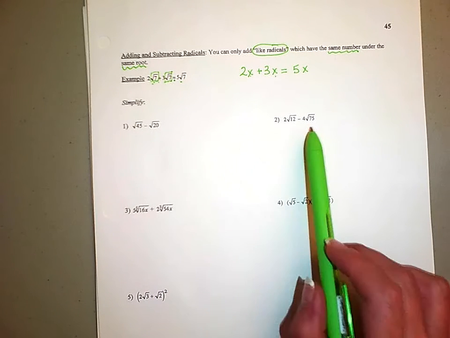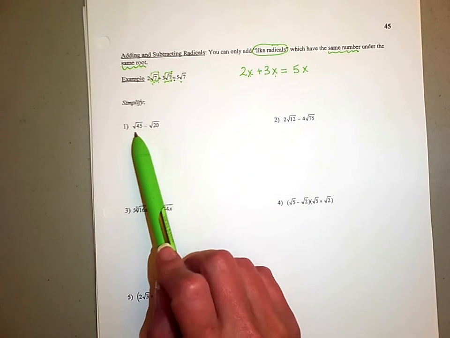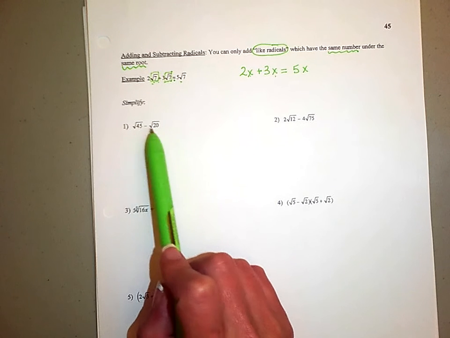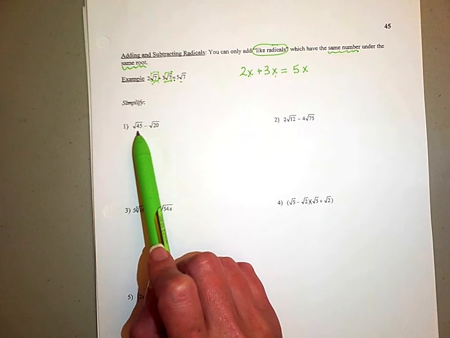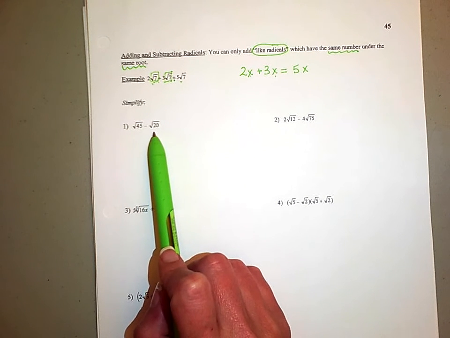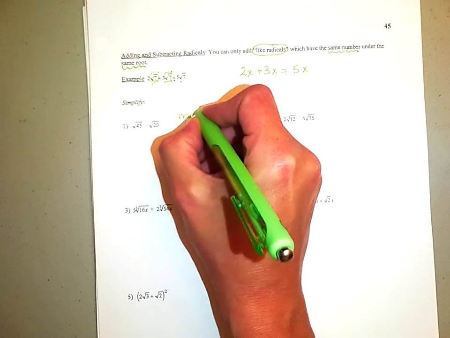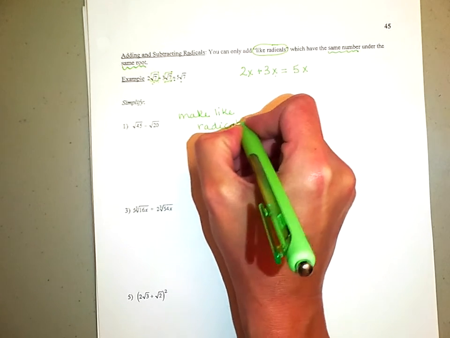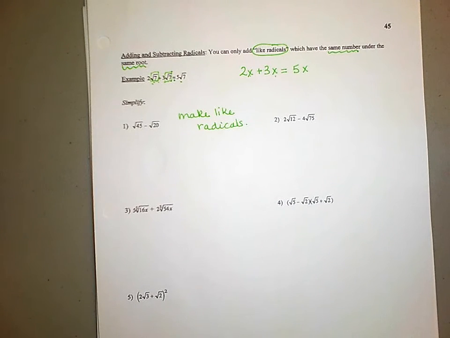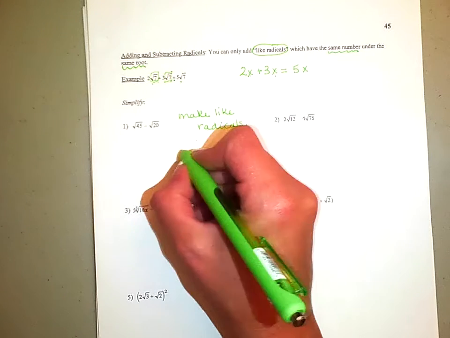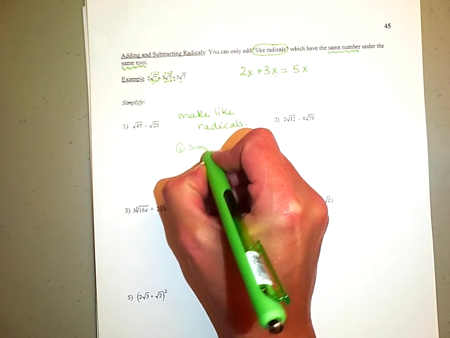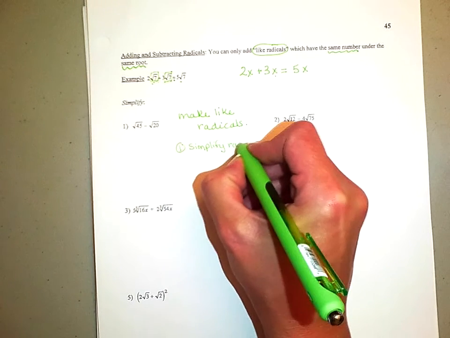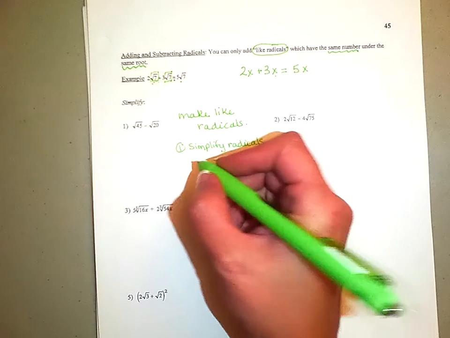What we find in the following examples is that we do not have like radicals. Here we do have the square root and the square root. However, this is of 45 and this is of 20. So our goal here is to obtain or make like radicals. And we'll do that the same way we've always done it. We will simplify the radical through prime factorization.